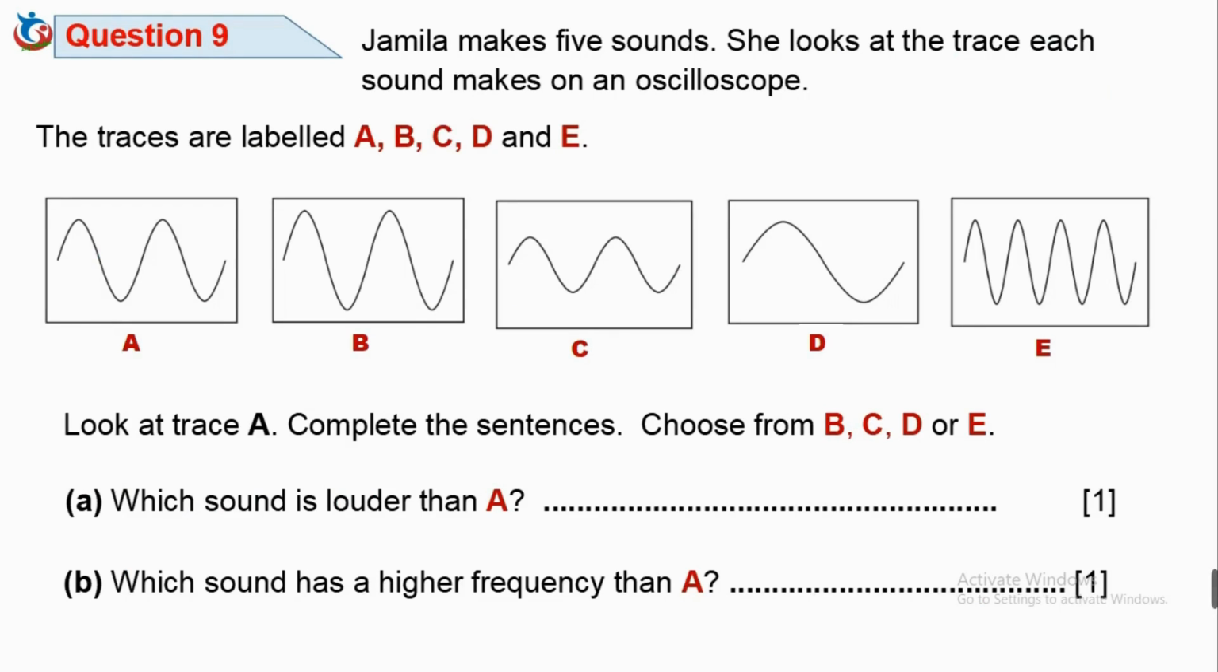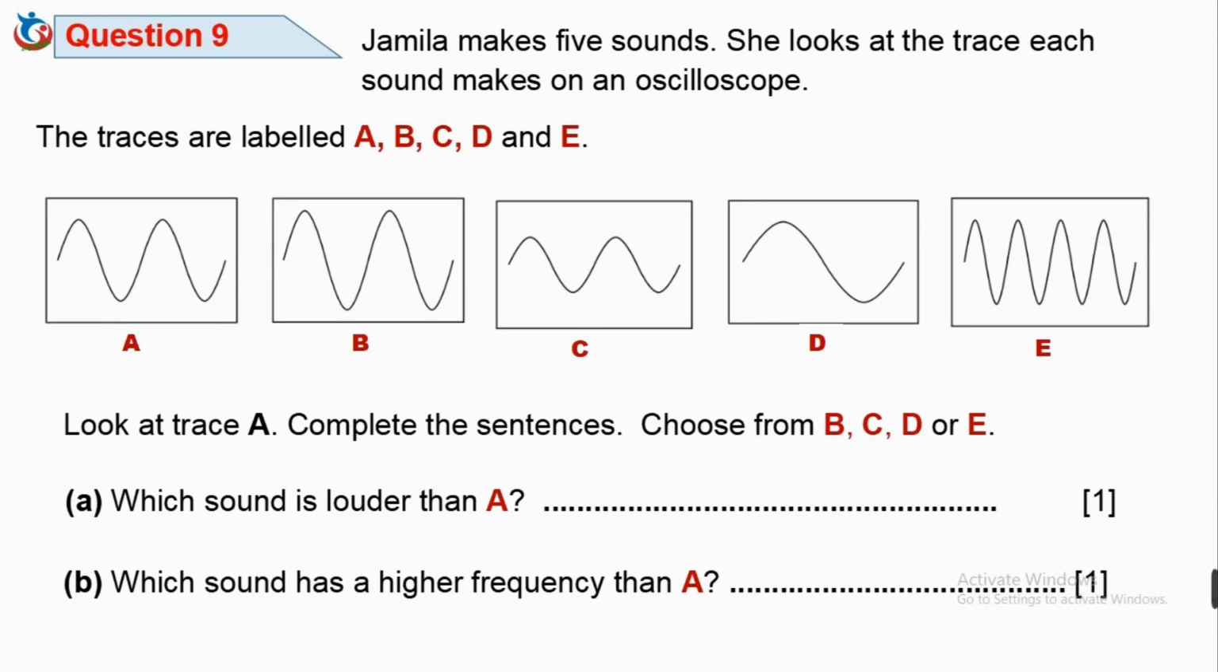Question 9. Jamila makes 5 sounds. She looks at the trace each sound makes on an oscilloscope. The traces are labeled A, B, C, D, and E. Look at trace A. Complete the sentences. Choose from B, C, D, or E. Question 9a. Which sound is louder than A?